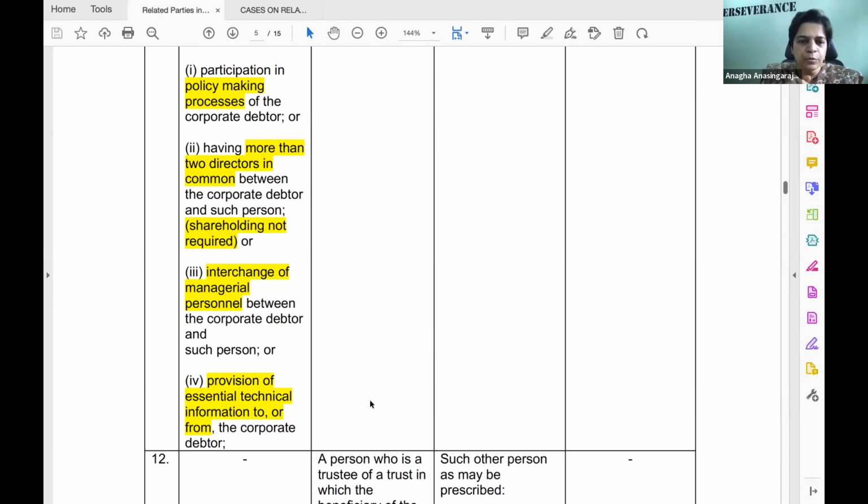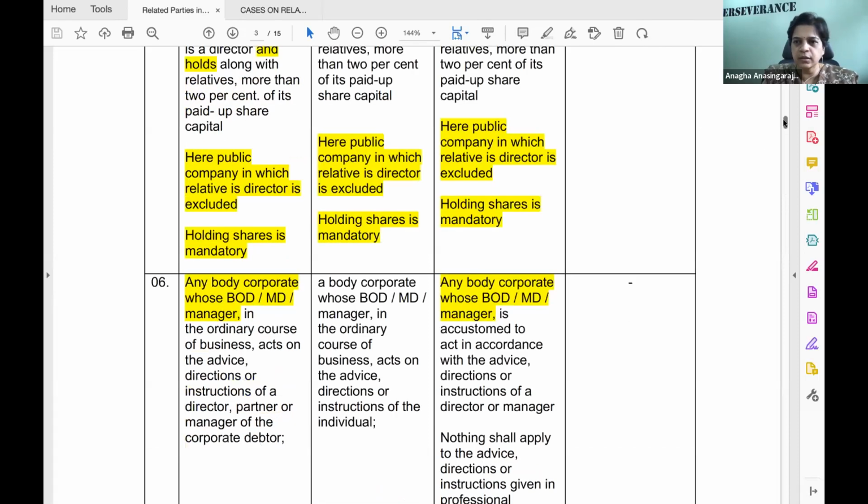Now, point number 4, provision of essential technical information to or from the corporate debtor. Again, this is where somebody is using certain common software, or certain common entities, or some outside service providers who are giving similar kinds of services to both entities. But in that also the CD has a role, or the other person has a role to play as far as the CD is concerned, in providing the essential technical information by the CD or to the CD. So all those cases will get covered. Again, this will be very case specific.